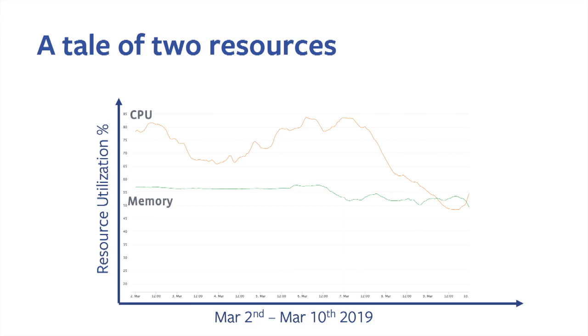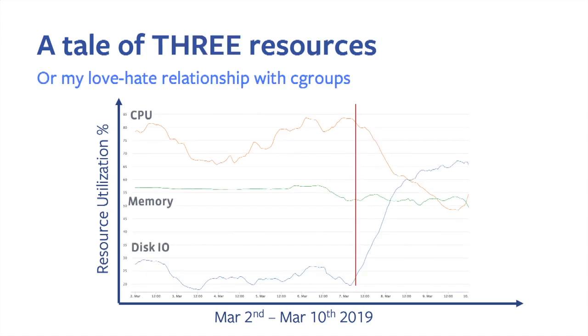But then something went wrong. We started seeing a drop in CPU utilization on this cluster, and didn't see much change in memory. And it was unclear to us why this was happening. Our first thought was that the workload running had changed. But that was not the case. Because while we were looking at these two resources, there was a third resource at play, which is I/O. What it showed is that when the CPU utilization dropped, the disk I/O utilization had shot up.